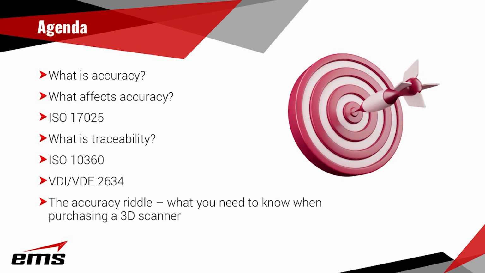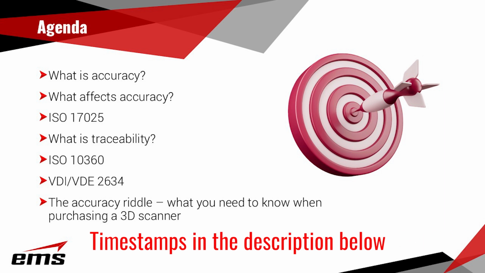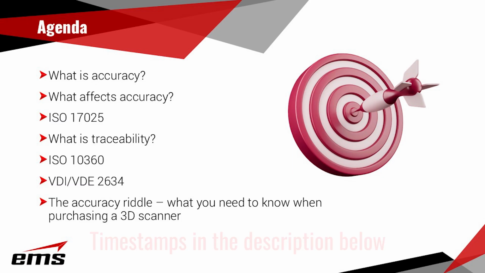Okay, so here's what we're going to discuss. First thing we want to do is define accuracy. Now, we're going to try to keep this fairly high level. You could get down in the weeds on this stuff and spend a lot of time, but we're going to do all of this at a fairly high level to get through this. Now, if you want to just jump to the end and get a summary of what we think, and that's what we're calling the accuracy riddle, there's timestamps in the description below. If you want to skip all this stuff and just see what the end results are and what we think, you can do that.